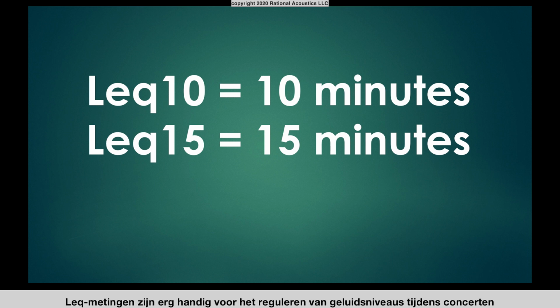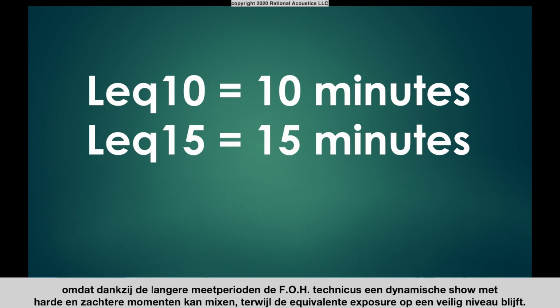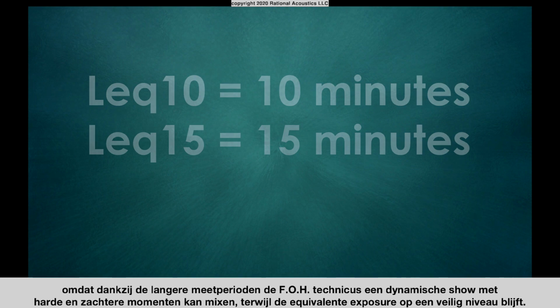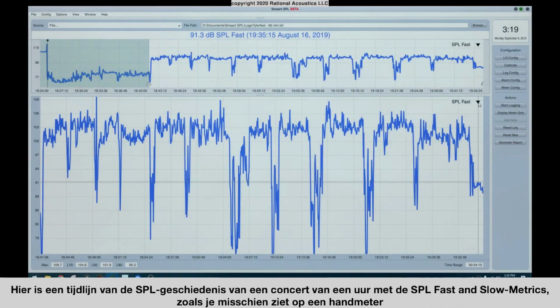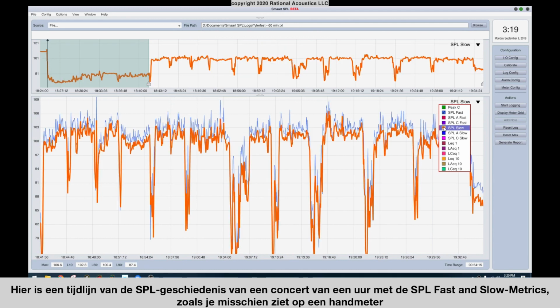LEQ measurements are really helpful for regulating sound levels at concerts because the longer measurement periods allow the sound engineer to mix a dynamic show that has loud moments and quiet moments while still keeping the equivalent exposure to a safe level. Here's an SPL history timeline of a 1-hour concert showing the SPL fast and slow metrics like you might see on a handheld meter.